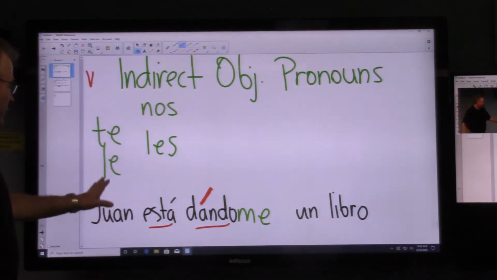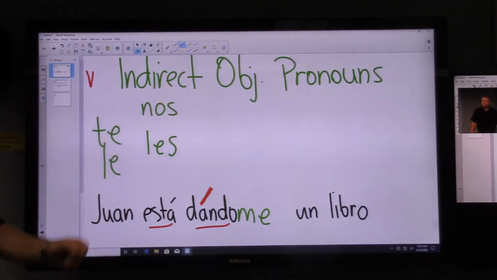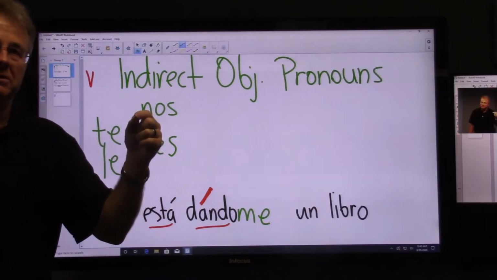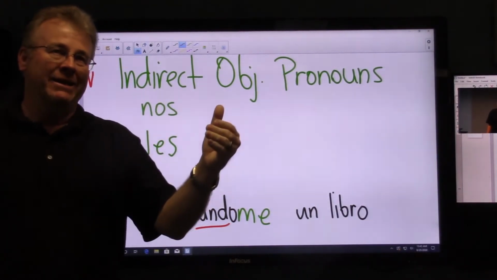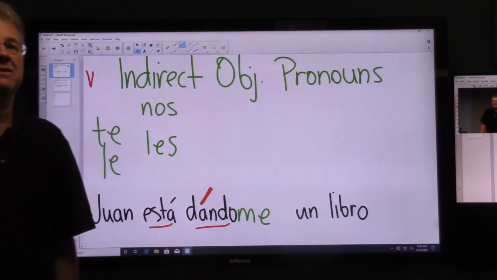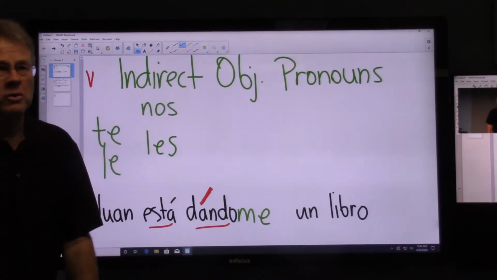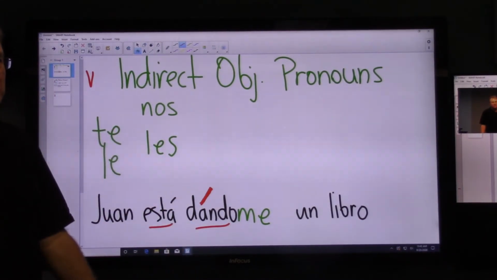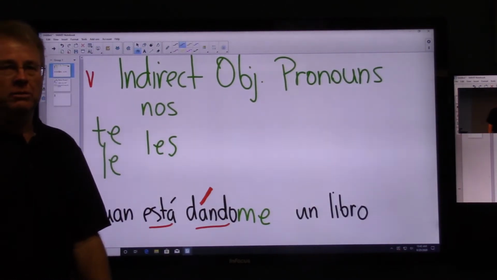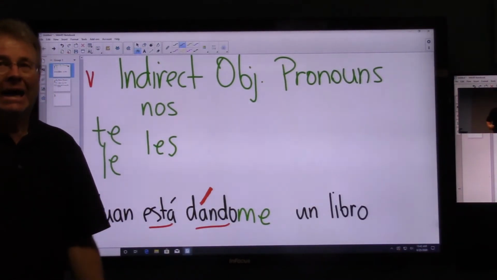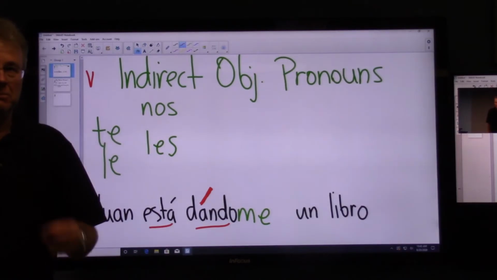I'm exaggerating it. Juan está dándome un libro. So if I'm going to smash these object pronouns on the end of a gerund, remember I'm adding a syllable, I must also add a written accent mark. And that written accent mark goes where it would normally sound like it would go anyway. Dando. That A is being stressed. Dándome. It's that same A that's being stressed.